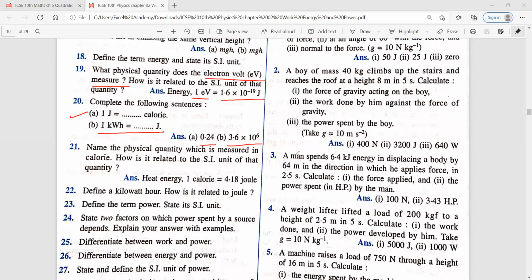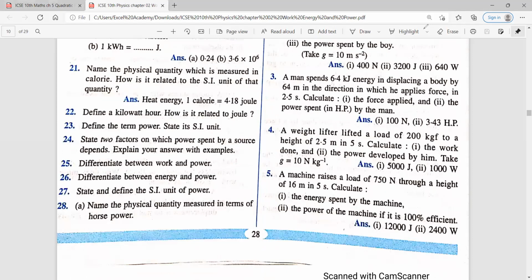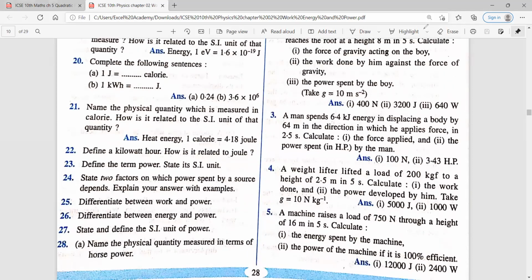Name the physical quantity which is measured in calorie. Heat energy. Don't just say energy, because calorie is not a unit of energy. It's a unit of heat energy, especially. And 1 calorie is 4.18 joule approximately. Again, calorie is not a CGS unit. Okay, it's a misconception कि calorie CGS unit है, नहीं है. 1 kilowatt hour, we have done this.